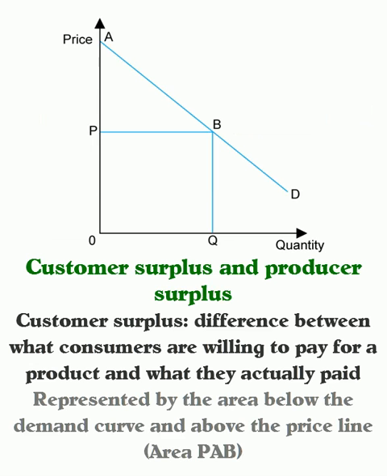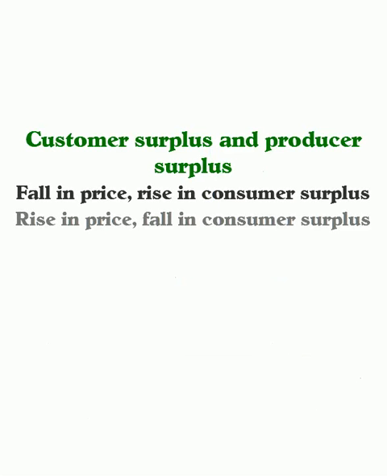Consumer surplus and producer surplus. Consumer surplus is the difference between what consumers are willing to pay for a product and what they actually paid. It is represented by the area below the demand curve and above the price line, area PAB. Fall in price, rise in consumer surplus. Rise in price, fall in consumer surplus.